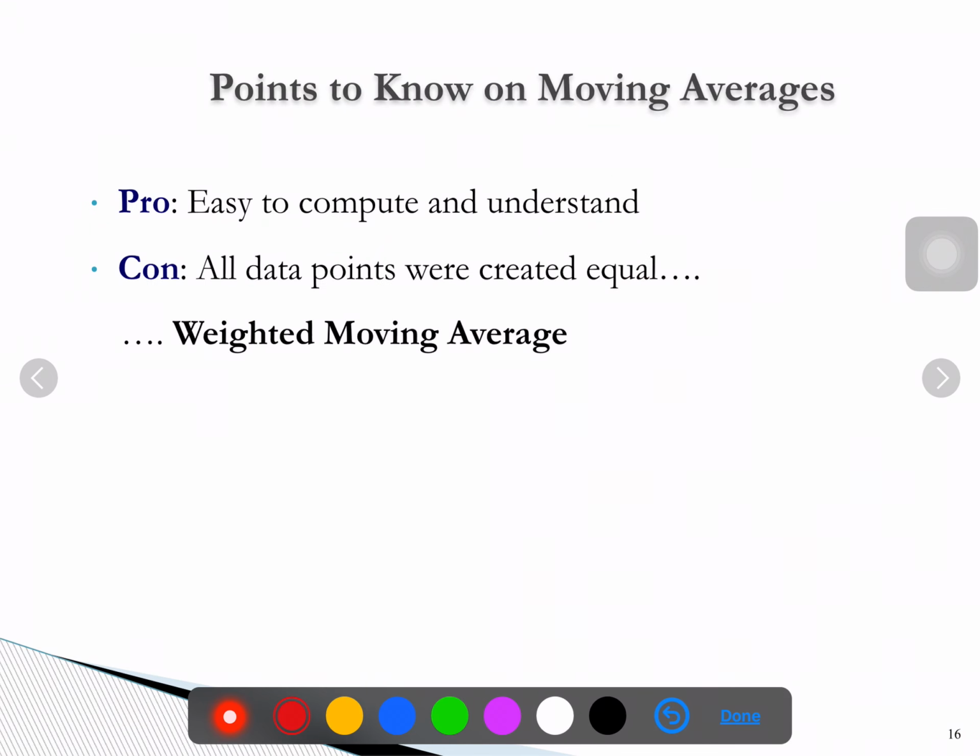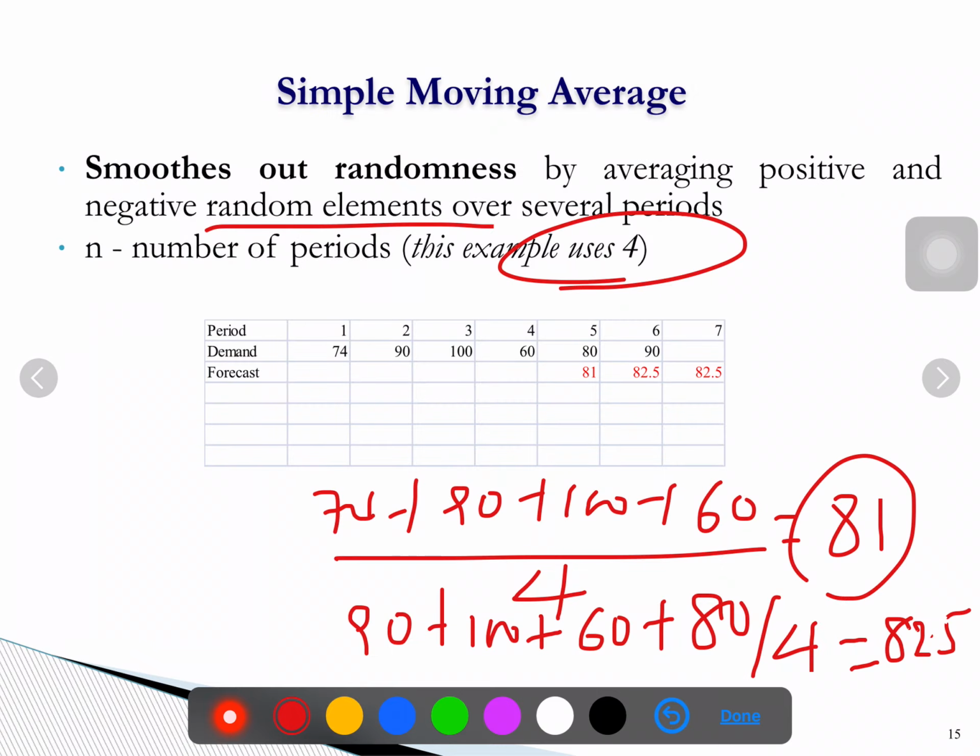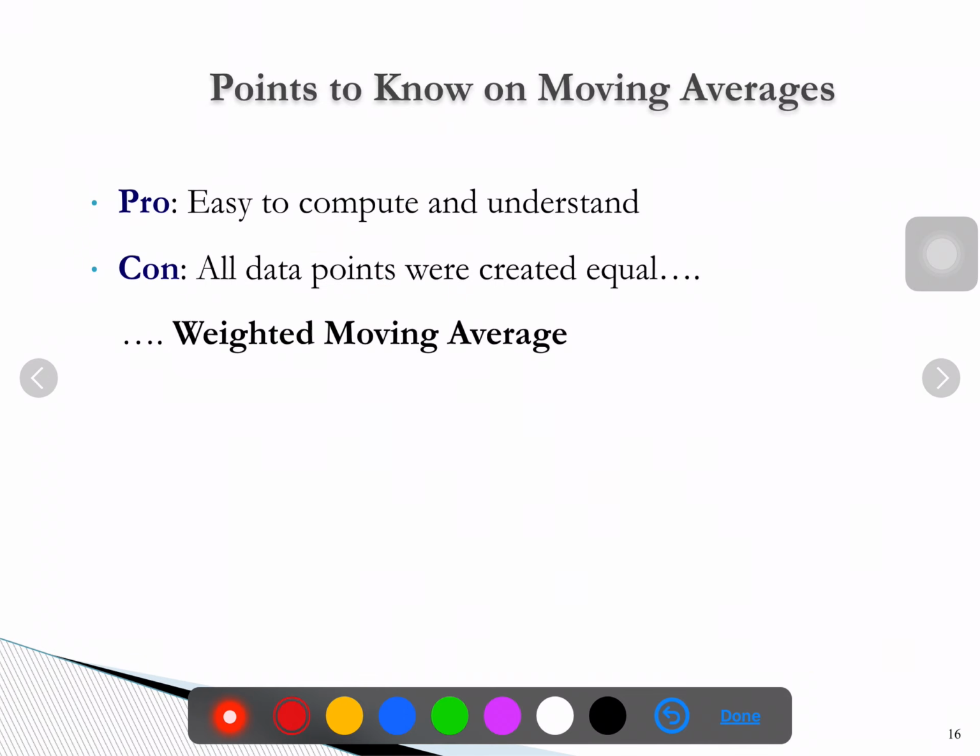Points to know on moving averages: the advantage is that it is easy to compute and understand. The disadvantage is that all data points are treated as equal. So to address this disadvantage, we have to use weighted moving average.